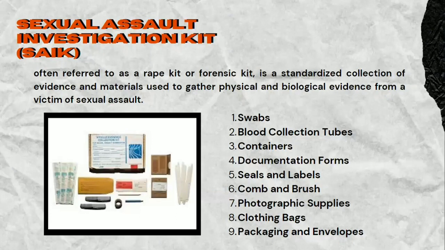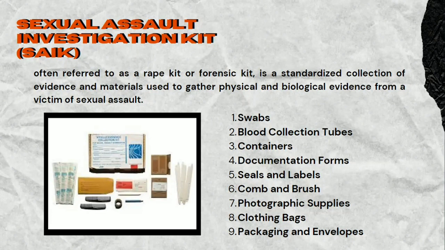Next, we have the Sexual Assault Investigation Kit or SAIK. It is often referred to as a rape kit or forensic kit, is a standardized collection of evidence and materials used to gather physical and biological evidence from a victim of a sexual assault. The purpose of this kit is to preserve and document evidence that may be critical in the investigation and prosecution of a sexual assault case.